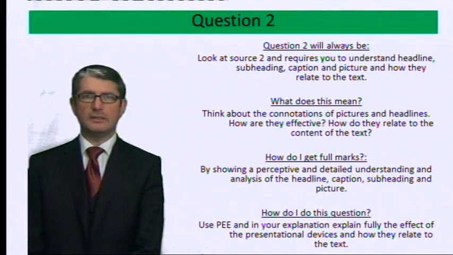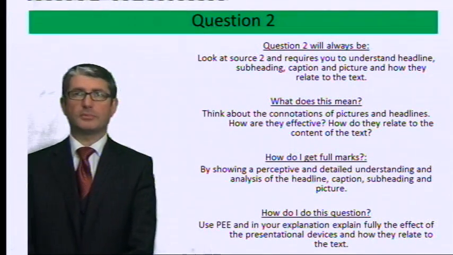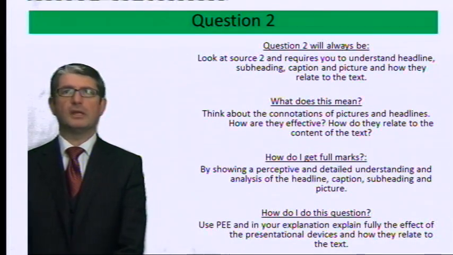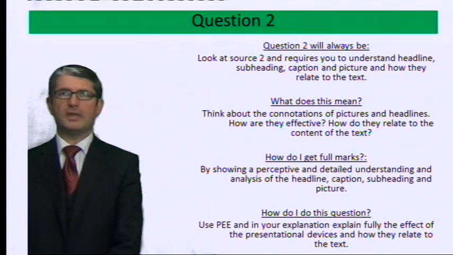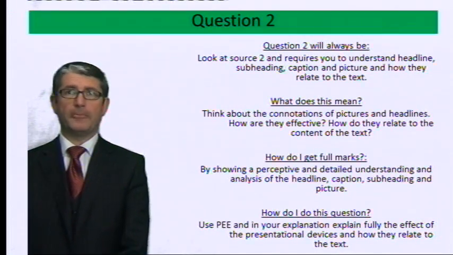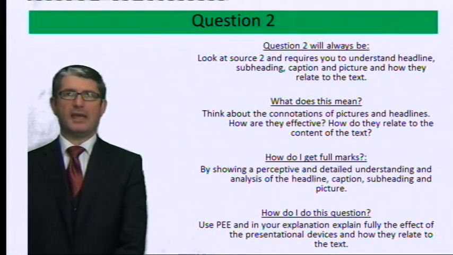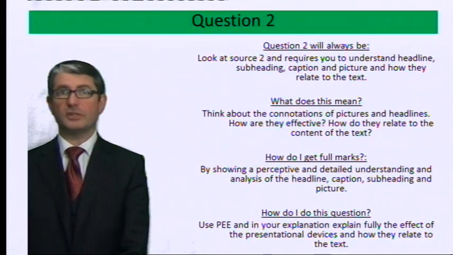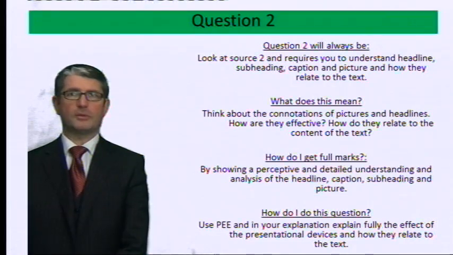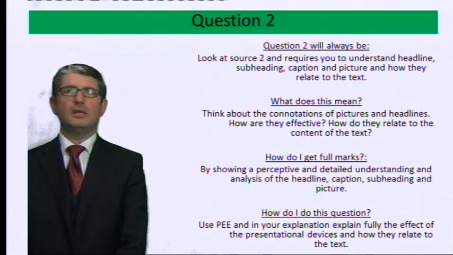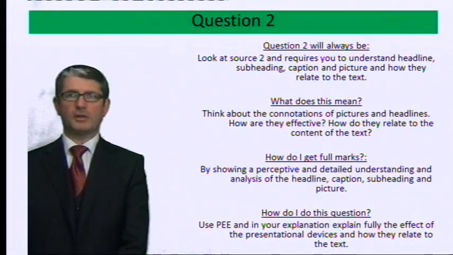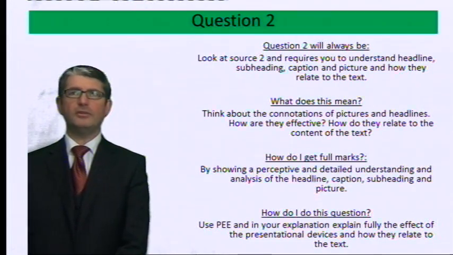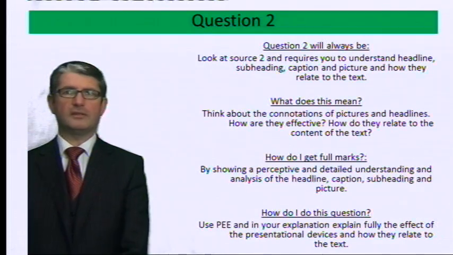Question 2 is much tougher, and all of the subsequent questions in the examination are harder than question 1. Question 2 will always be looking at source 2 and requires you to understand headline, subheading, caption and picture and how they relate to the text. In other words, it's almost certainly going to be some sort of newspaper text. So what does this mean? Well, think about the connotations of pictures and headlines. How are they effective? How do they relate to the content of the text?